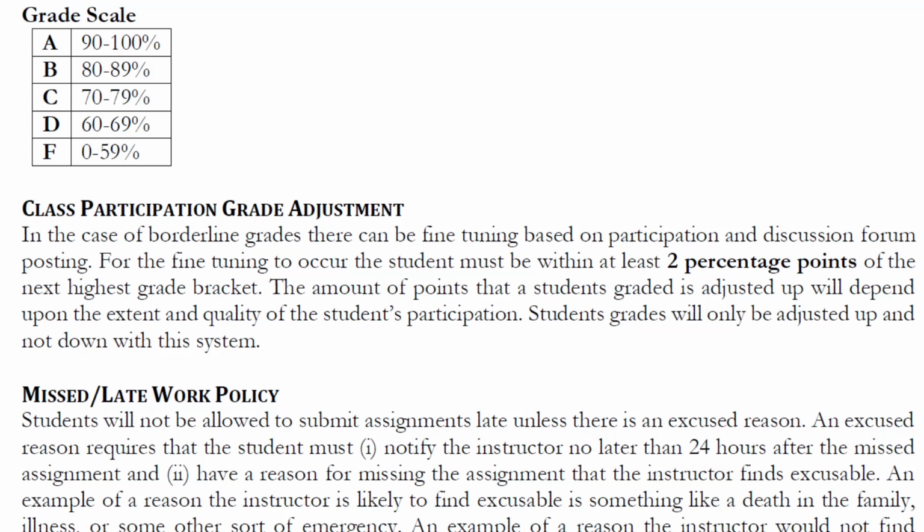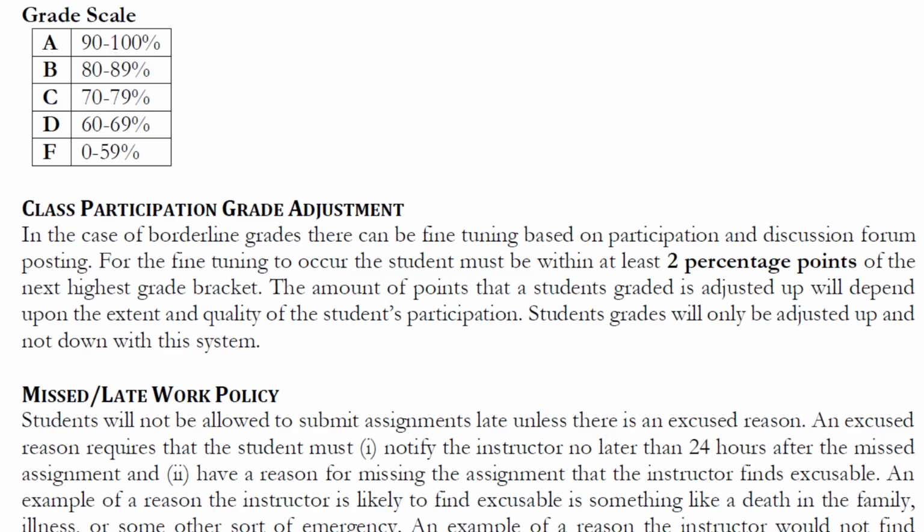I do consider doing this based upon your participation in the class. If a student is within 2 percentage points of the next highest grade bracket and has made consistent and substantial contributions to the class in terms of participation, then I would consider raising that student's grade to the next highest letter. But you might ask, this is an online class, so what does it mean to participate in this context? What participation largely refers to is your engagement in the discussion forums.